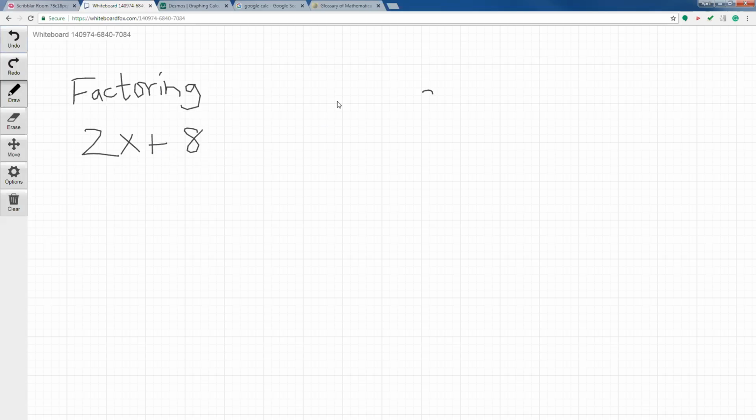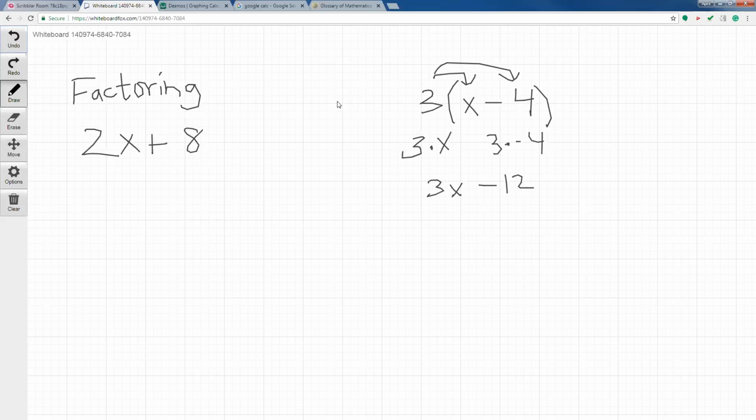When you distribute something, you multiply it into both terms. Since x and 4, one's a variable, one's a number, so variable being the letter, then they can't actually combine together. So when you multiply, you have to do it separately. You do 3 times the x, 3 times the -4, and you get out a binomial. Well, what if you need to go backwards? What if you start at the binomial and want to go back to that set with the parentheses?